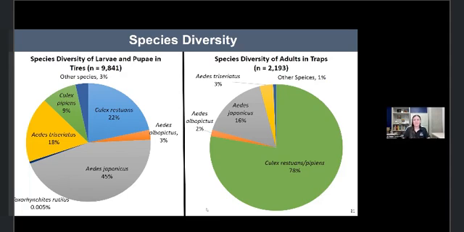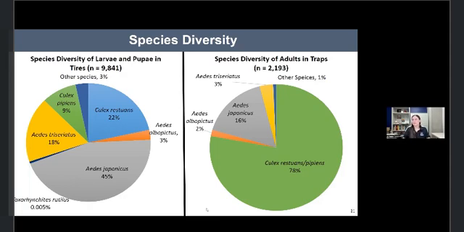But you could see that we had Culex species, we had Aedes species, we even had some Toxorhynchites, those elephant mosquitoes. We did have some Anopheles species. You're not going to find as many Anopheles species in container habitats, especially in the United States, but you will see some.